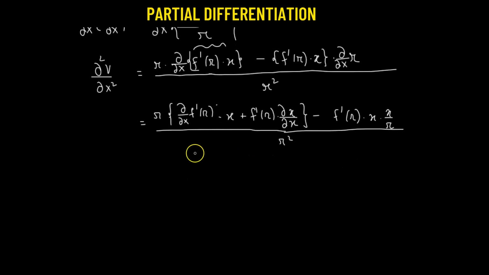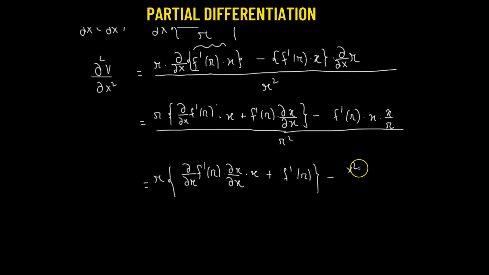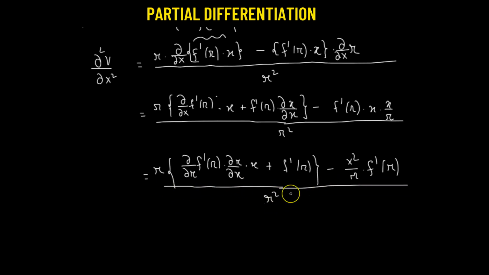Let's further simplify. We will have r times, where partial with respect to x of f prime r is represented as partial with respect to r of f prime of r multiplied by partial of r with respect to x, and we also have an x multiplied by it, plus partial of x with respect to x, which is simply 1, giving us f prime of r, minus x squared divided by r multiplied by f prime of r, whole divided by r squared. Fine.